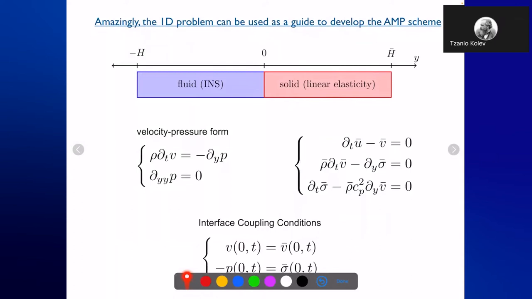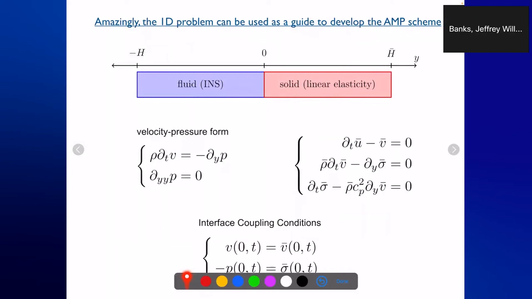All right, so it's kind of strange that you can use a 1D incompressible flow as a model problem to help you figure this out, but it turns out you can. So I'm going to use this 1D model problem. You've seen it now a couple of times. I have a fluid on the left in blue and a solid on the right in red. This is linear elasticity, incompressible Navier-Stokes on the left.